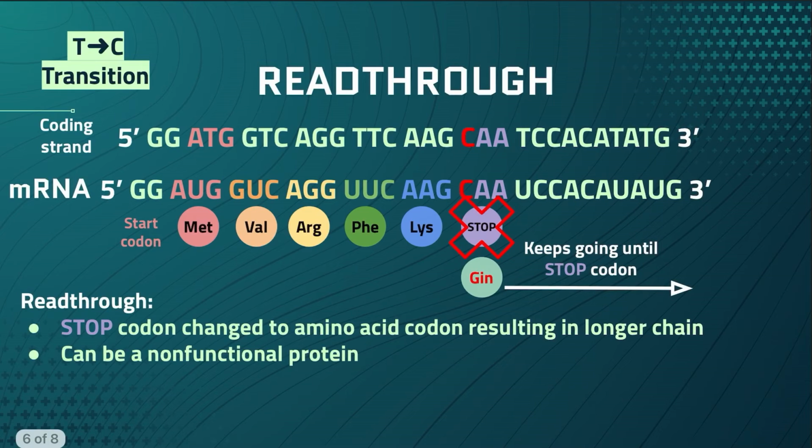Next, we have read-through. If we change the T to a C, which is a transition, it's going to remove the stop codon, and instead we're going to have glutamine. This is going to keep going until you get a stop codon. The stop codon changed to an amino acid codon, resulting in a longer chain, and this can be a non-functional protein.